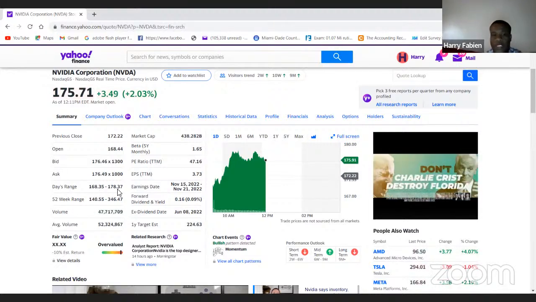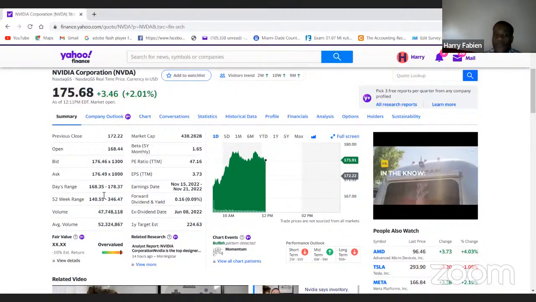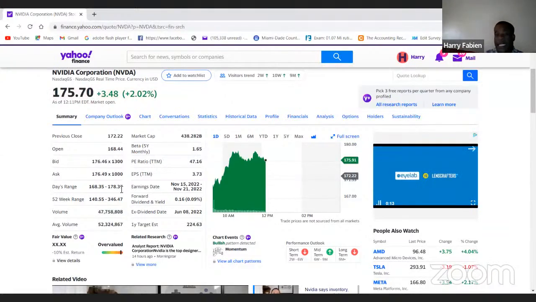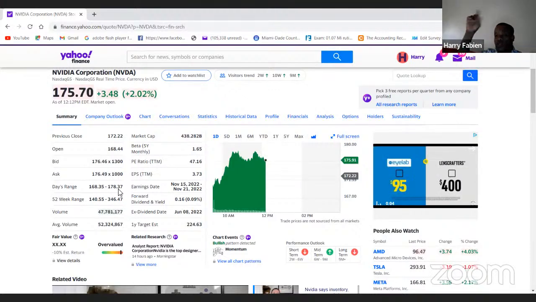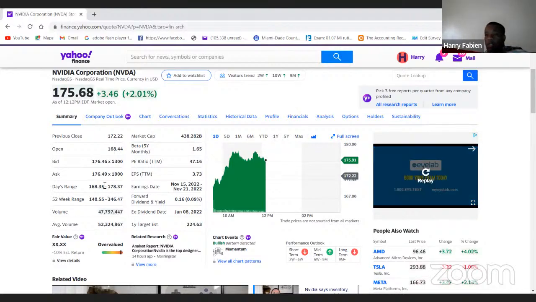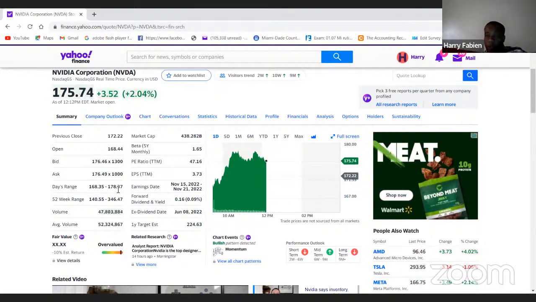168.35 to 178.37. Let's say that we can represent the 168.35 as a support, and the 178.37 as a resistance. So that means 168 is the lowest it can go today, and 178.37 is the highest. The 168.35 is a base, it is support. It's the lower. And the 178.37 in the range is the resistance, where you can go higher.